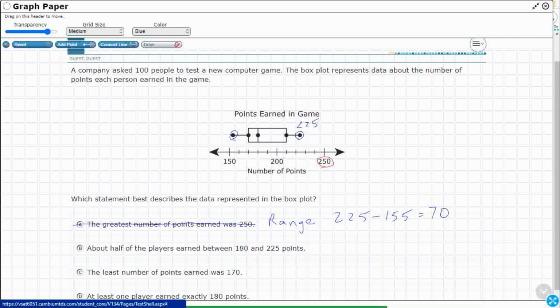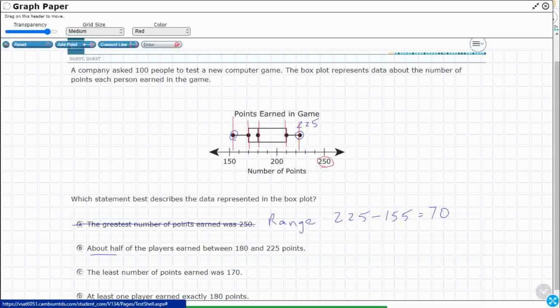Let's check B. About half the players earn between 180 and 250. Okay, so about half. So how do we know about where the half is? Well, this is where the box comes in. So take a look here. We've got 4 different chunks here, and they're not always even. So we've got one chunk right here, and then the second chunk comes between the first two lines in the box. The third chunk comes between here, and then the last chunk comes between the end of the box and that whisker right there. So these are the 4 parts of the data, but they're not always equal.